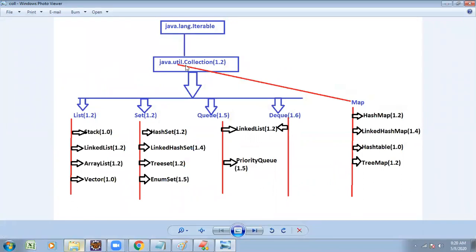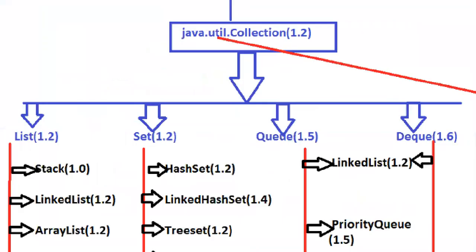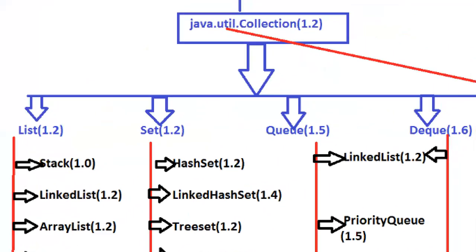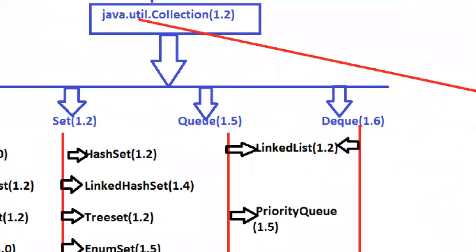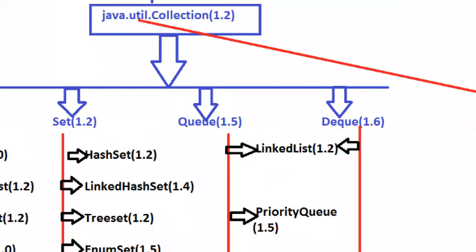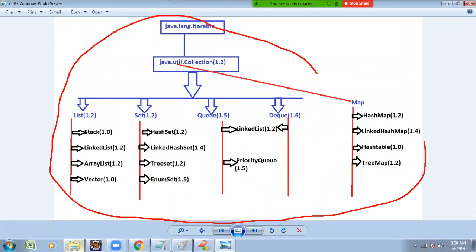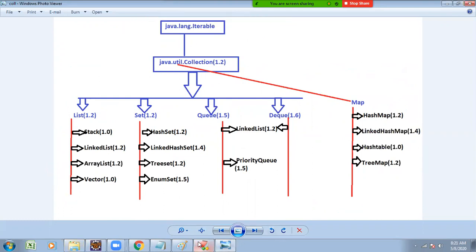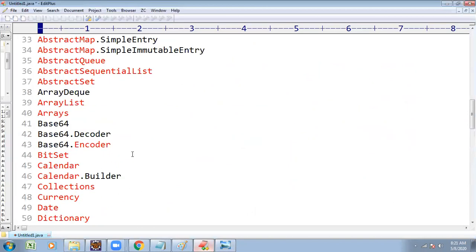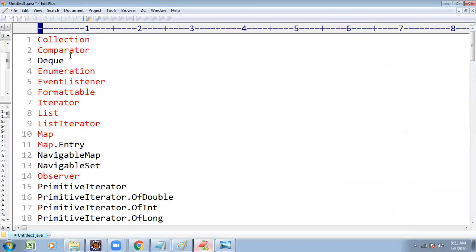You find java.lang.Iterable. Under Iterable, Collection is a sub-interface. Under the Collection sub-interface, you find the list interface, set interface, queue interface. Several interfaces and their implementation classes, all these things we are going to cover under collection. Not only this, you find several classes and interfaces.